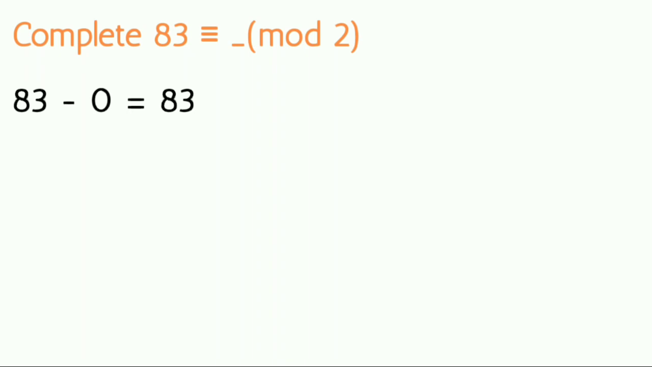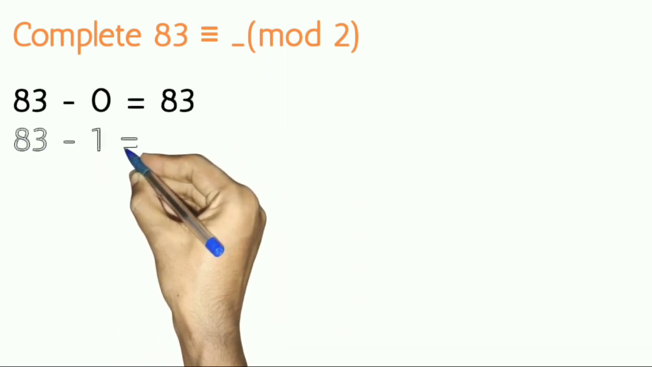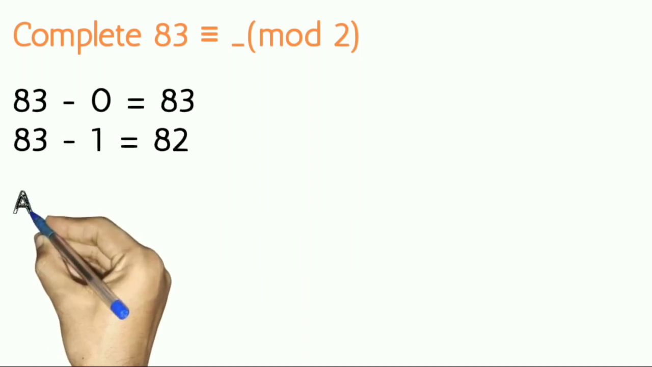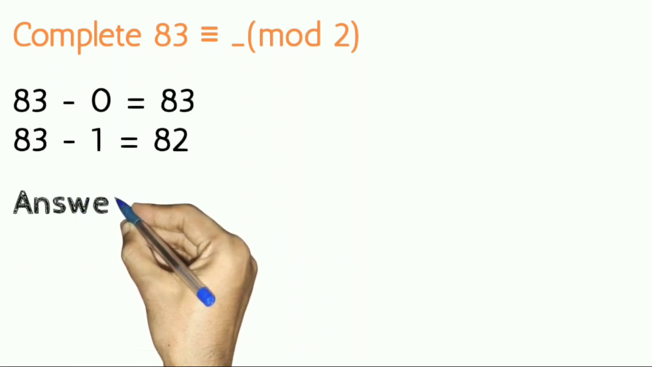83 minus 0 is equal to 83. 83 is not divisible by 2. Therefore, 0 is not the answer. How about 1? 83 minus 1 is equal to 82. And we know that 82 is divisible by 2, since 82 divided by 2 is equal to 41. Since 82 is divisible by 2, the correct answer is 1.